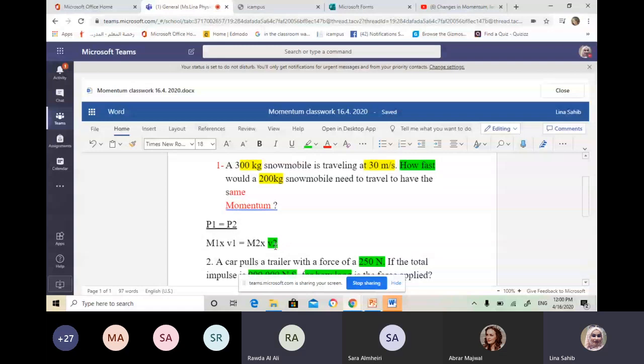Next time I will not do this. I am missing V: 200 multiply V. I need V. Not all the numbers are there. Look. Yes, ask me. Who was asking? V1 is equal to V2? No, not 300 equals 300. The total of the multiplication is what is equal, not the numbers inside. Different velocity, different masses.